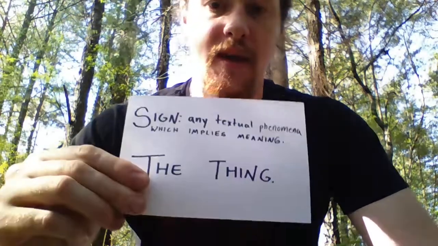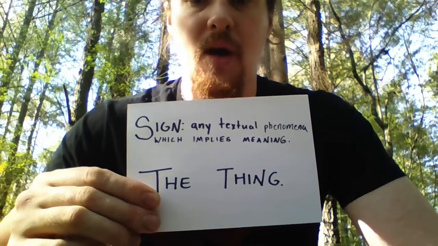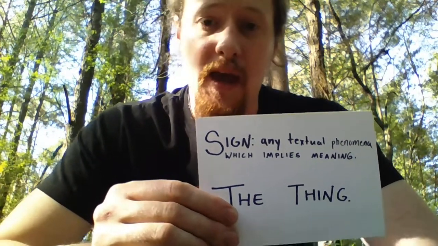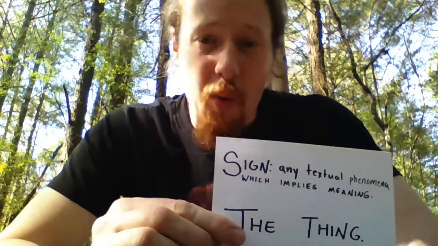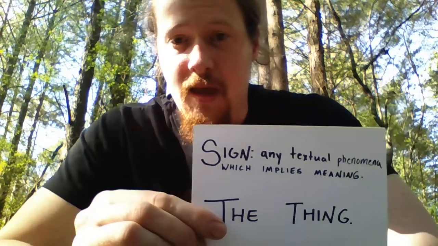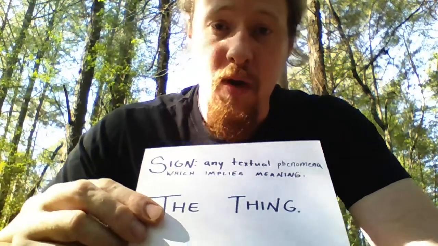The first S is sign, and that is any textual phenomena which implies meaning. This could be an object, a character, a pattern of images, or a style of language. Anything that you can point to within a text can be a sign. Especially in fiction, which is a creation of fantasy in a way, everything in that book is there for a reason. The author selected it, chose it, and stuck it in there. So signs are anything that you can point to within a text.